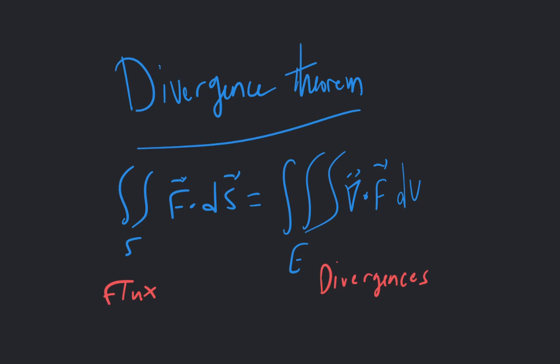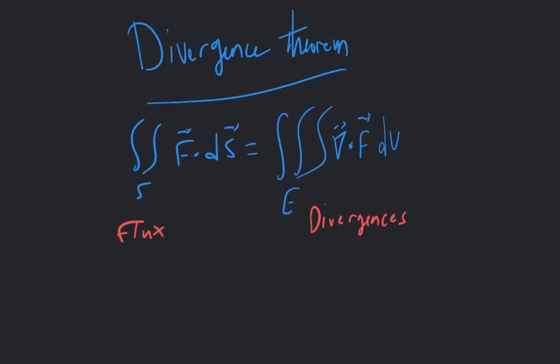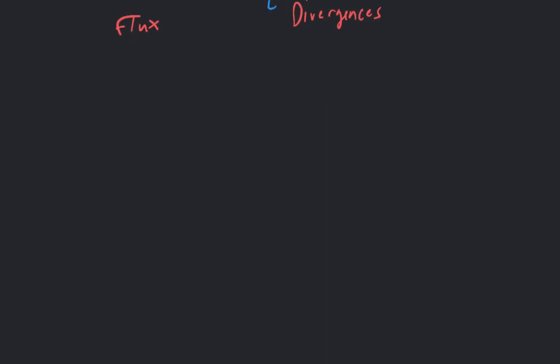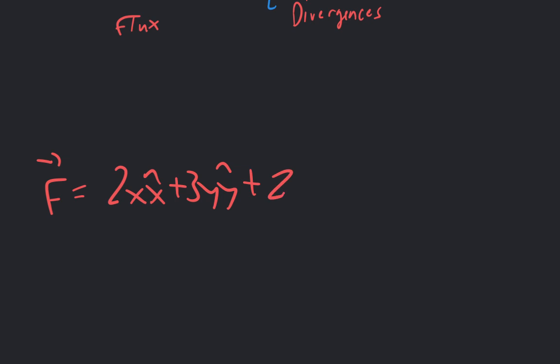The divergence theorem says the flux across a closed surface, the left-hand side right here, equals the sum of the divergences over the region enclosed by the surface. So the best way to really learn this concept is to do an example, of course. So let's say F is 2x i plus 3y j plus z squared k.